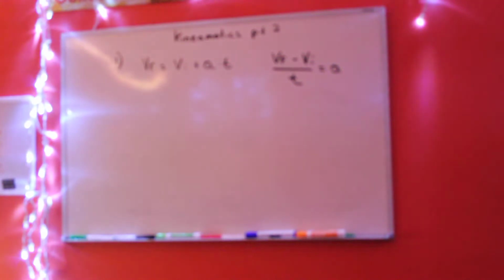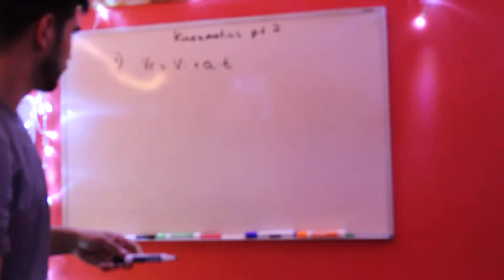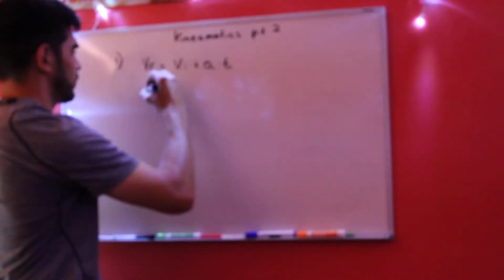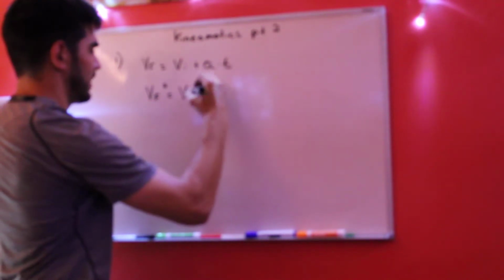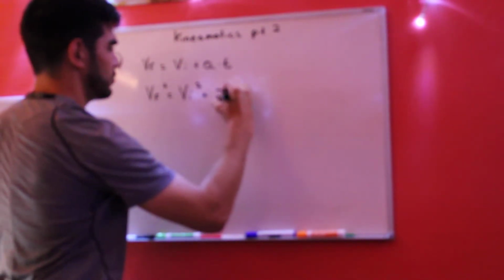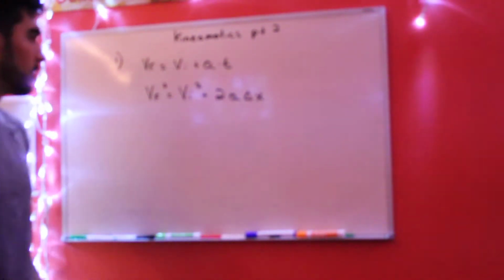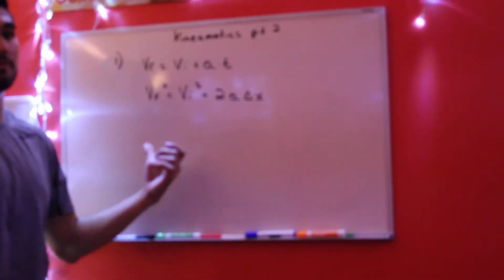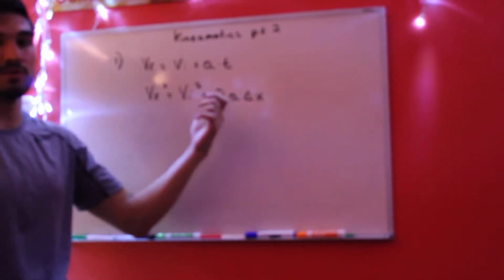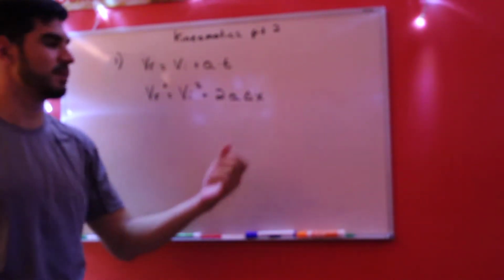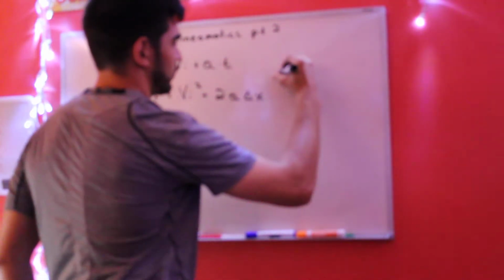Then we have another kinematic equation. It's Vf squared equals Vi squared plus 2a delta x. Read simply, our velocity final squared equals our velocity initial squared plus 2 times our acceleration times our change in displacement. Now, I'm going to put a note right here.